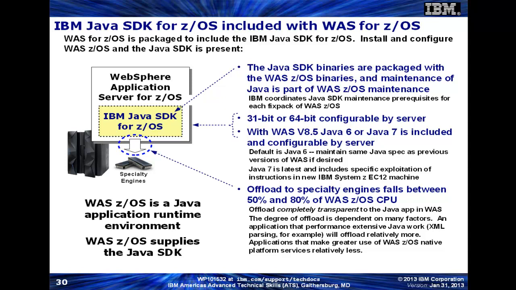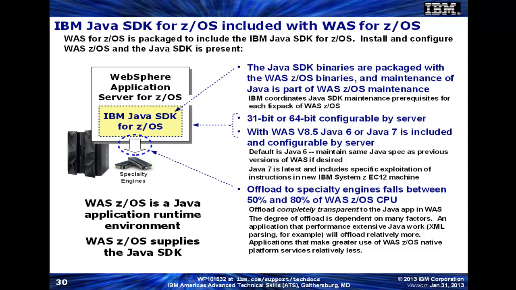The first point is that the Java SDK is included with WAS zOS. That was not the case back in the early version 4 and version 5 timeframe, but it is true now. Packaging Java with WAS zOS is a good thing. It means the maintenance of the SDK is the responsibility of WAS zOS. So fix packs to WAS zOS carry with it any necessary fixes for the embedded SDK as well. That eliminates problems with mismatches between WAS and the underlying SDK.